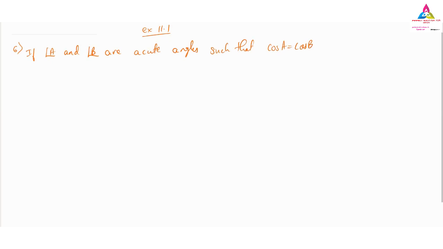I will solve by one method, that is exercise 11.1, the sixth question. The sixth question says that if angle A and angle B are acute angles such that cos A is equal to cos B, then show that angle A is equal to angle B. This is the question that they have given.